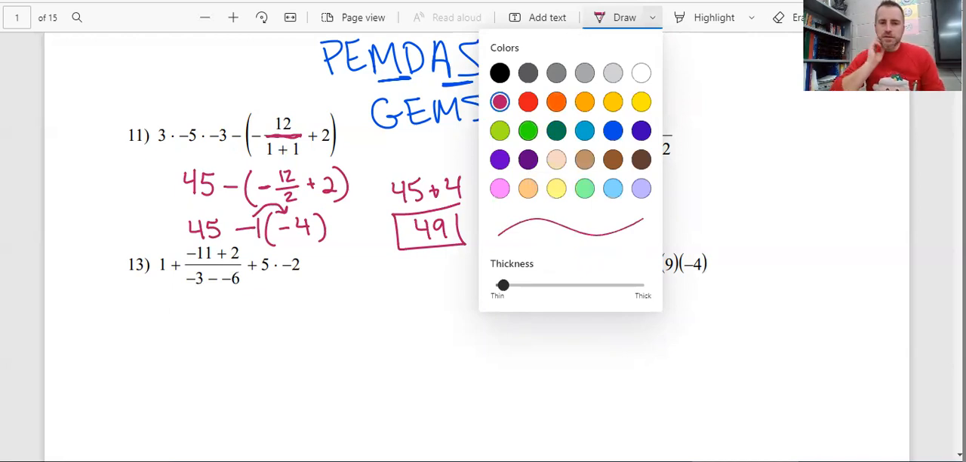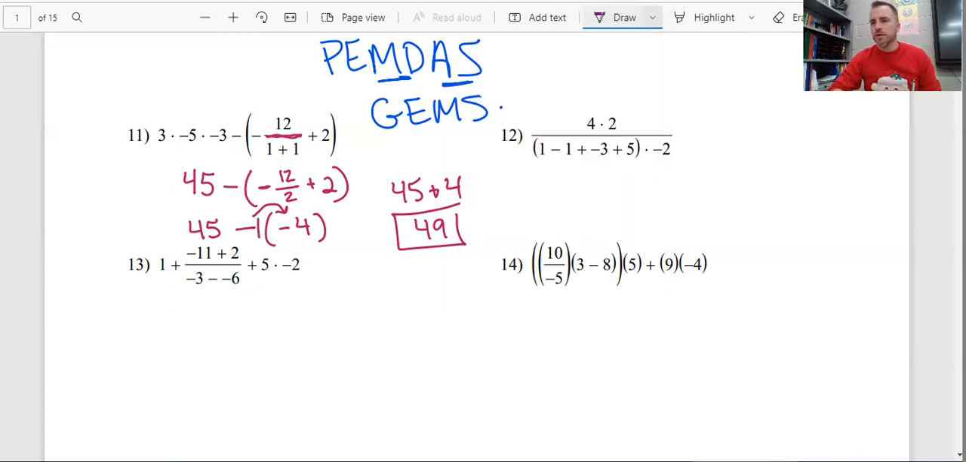Now I'm going to try to jump to 13 and do that one pretty quickly so we can move on to some more exciting things. So 1 plus, here is that grouping symbol we've talked about again, the division or the fraction bar. The top we need to treat as if it's in parentheses, and the bottom we also need to treat as if it's in parentheses. So negative 11 plus 2 is negative 9. That's being divided by negative 3 minus negative 6, which is the same as negative 3 plus 6, which is just 3, plus 5 times negative 2.